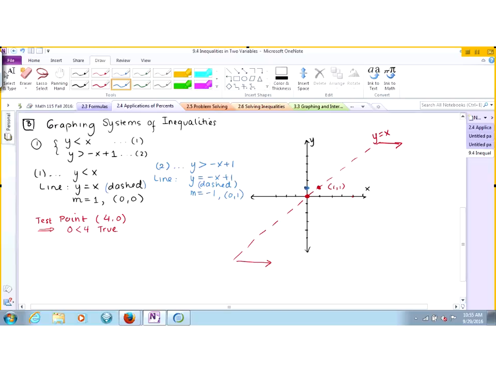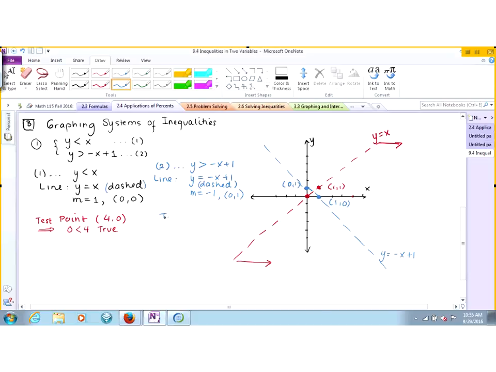So what do I do? Start at 0, 1. And then? Go down 1 and to the right 1. All right, so this is the line. Okay, I have to graph it. It should be a straight line. And label this line: y is equal to negative x plus 1. Okay.